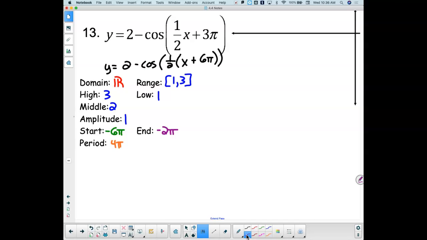Cosine starts low, middle, high. Cosine starts at the high point. This particular cosine starts where? Low, because it's minus cosine. So that gives me a negative a value of cosine. So cosine is going to start low, end low. Except now I can actually see where it ends, and it ends a little lower than that.